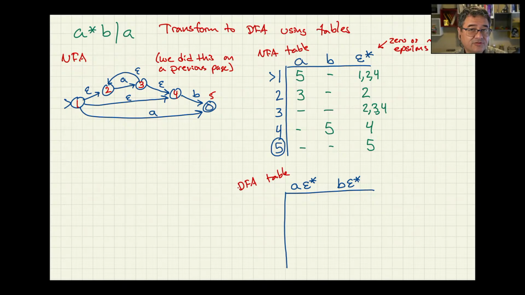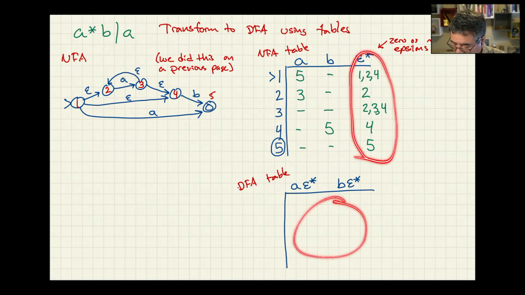Okay, so here's how you fill out the table. First thing you need to know is inside of this table here, the only things you're going to put inside that table are going to be entries out of this epsilon star column, right? We're going to need these entries, but the only thing that goes inside this table right here are going to be entries out of this column.